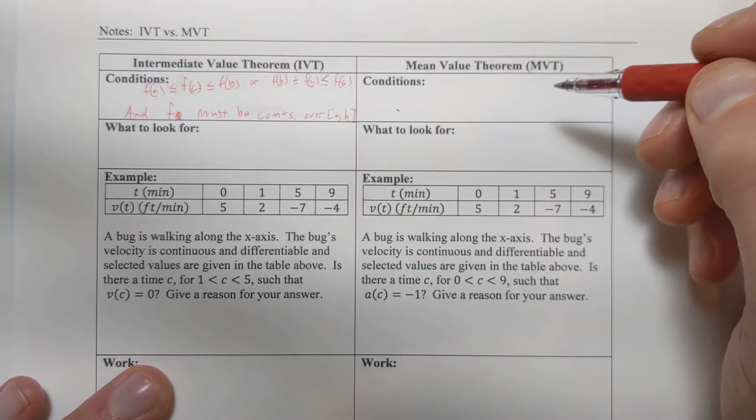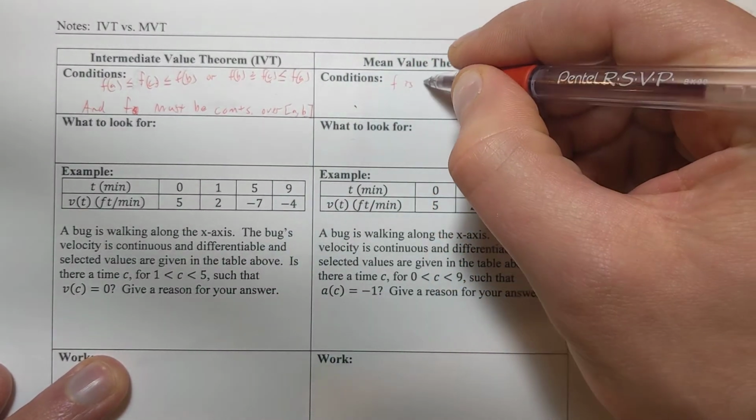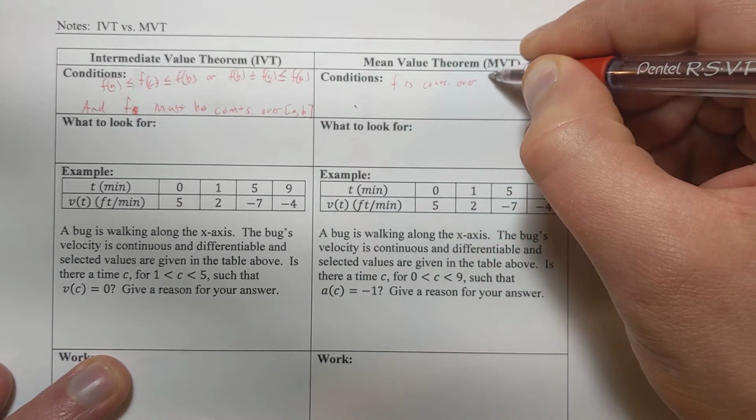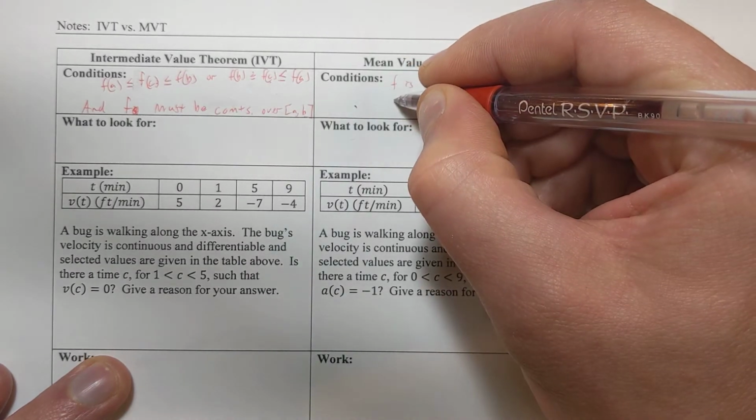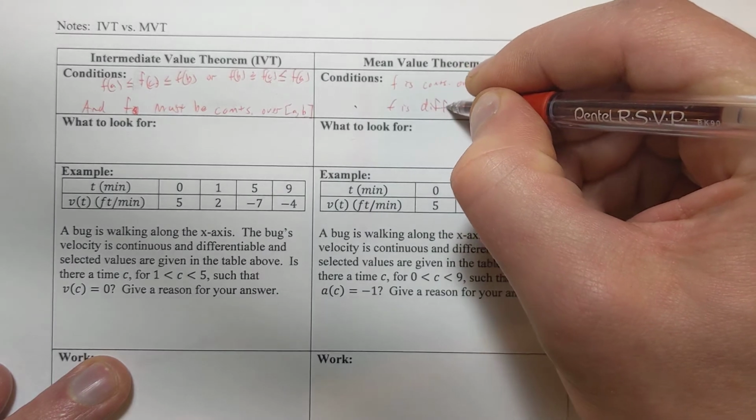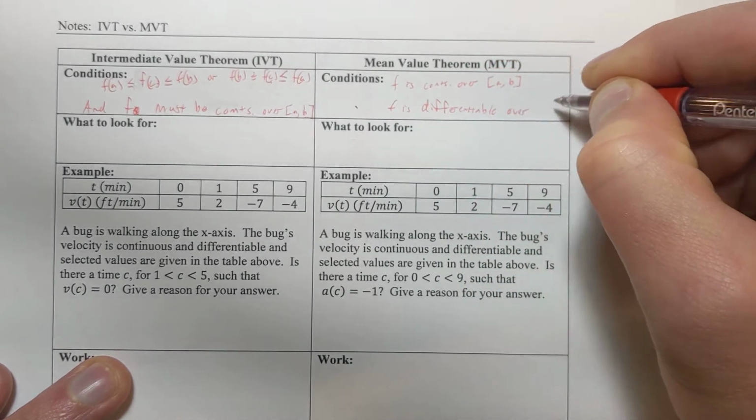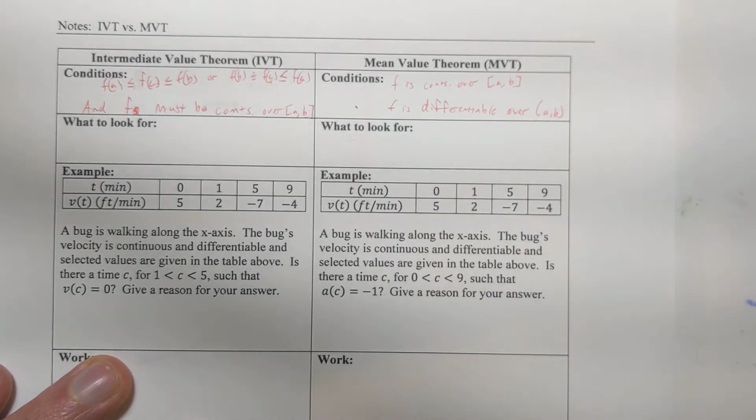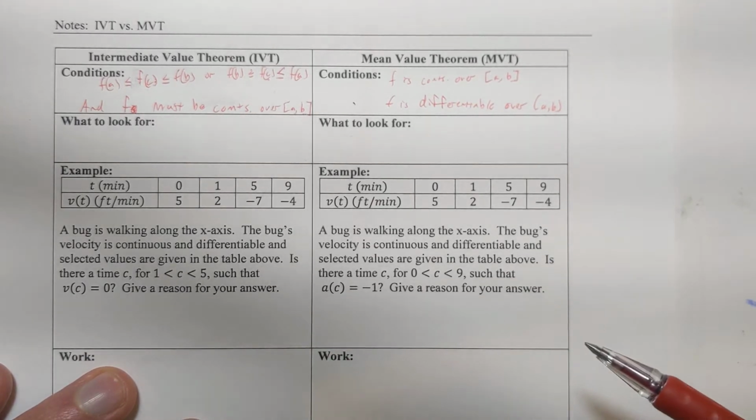The conditions for the mean value theorem: f is continuous over the closed interval a to b, and f is differentiable over the open interval. Okay, so we've got two questions here. They look very, very similar.